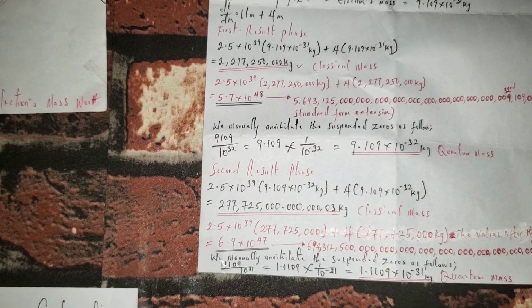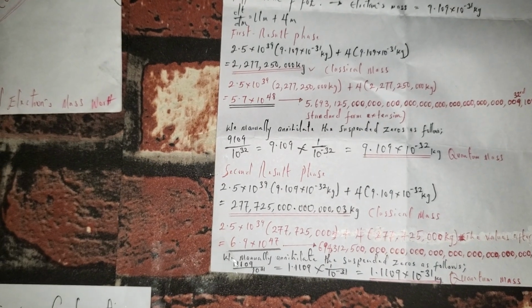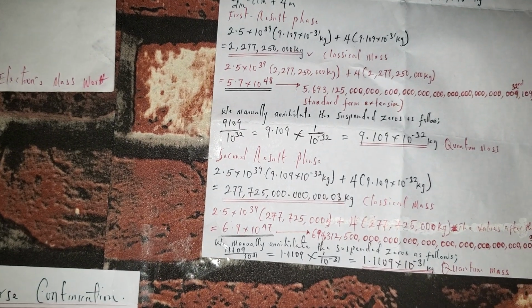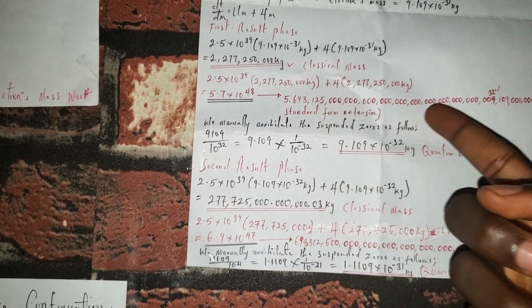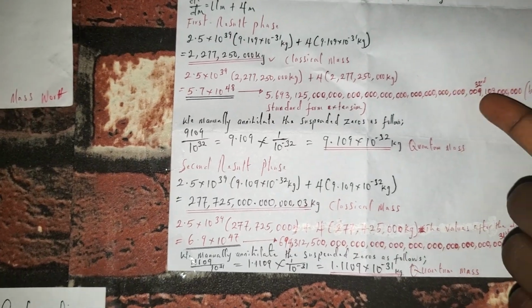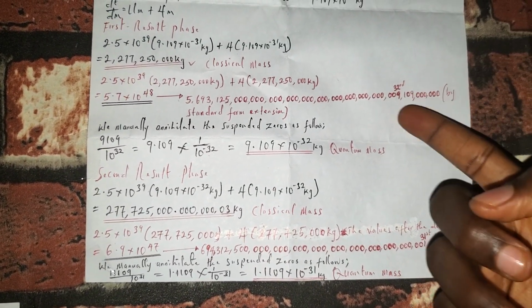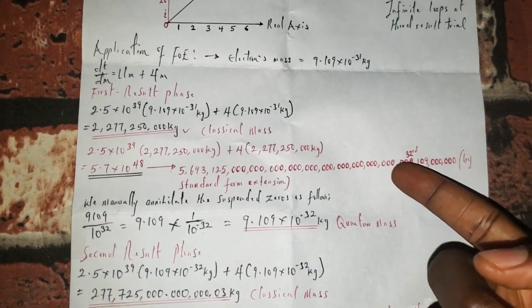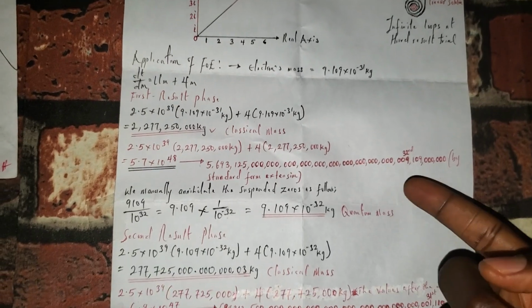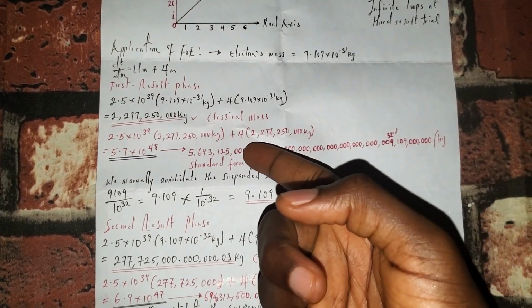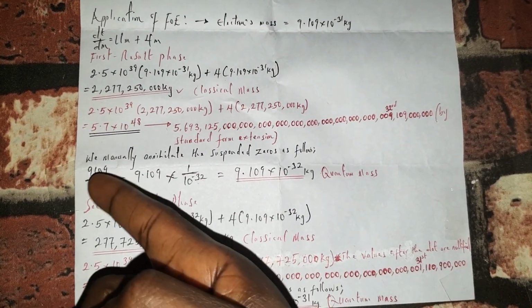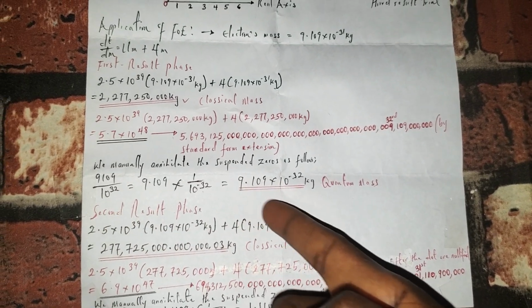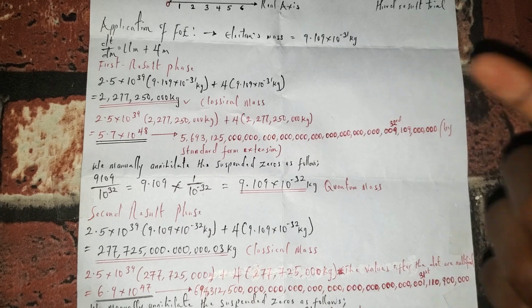Now we need to extend this solution in standard form. We elongate it, and when we elongate that, we're going to have this value, and then we'll realize that the quantum worth is suspended at 30 seconds. So we then need to manually annihilate the suspended zero. To do that, we have this value, and then we have this as our result.